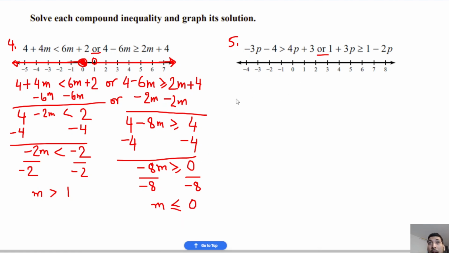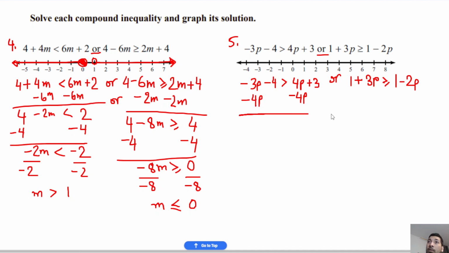So the same case will be applied in number 5. Let's see how we can solve this. Now to solve this variable, we take this 4p to the left side. We subtract 4p. Now this is negative 3p minus 4p. We have negative 7p minus 4. And 4p cancels out here. We have greater than 3.